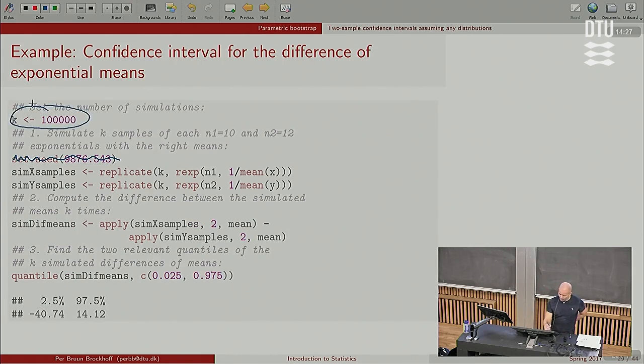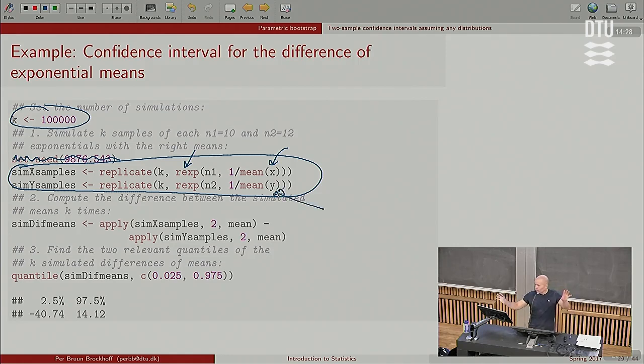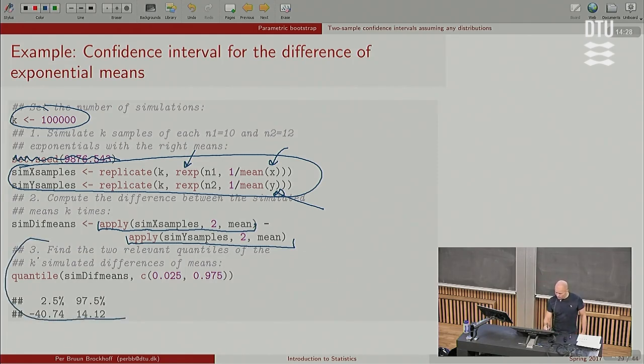I set a high k. I simulate, I compute, I look at the quantiles, right? So when I simulate, I have to do it twice now. One time I'm simulating exponentials with a mean of x, and I'm simulating exponentials with a mean of y. So I simulate each of the two exponentials. Then I compute 100,000 means of x's, 100,000 means of y's, subtract them from each other, and I look at the quantiles of those differences, and I get a confidence interval.